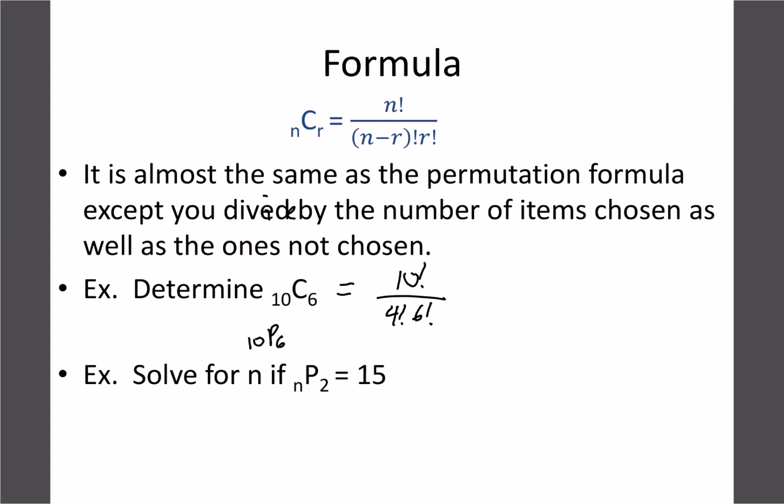10P6 would mean we're taking 6 people out of 10 and putting them in order. Then we take that answer and divide it by 6 factorial, because we don't care what order those 6 people actually go in. So that's how it works in terms of the formula.